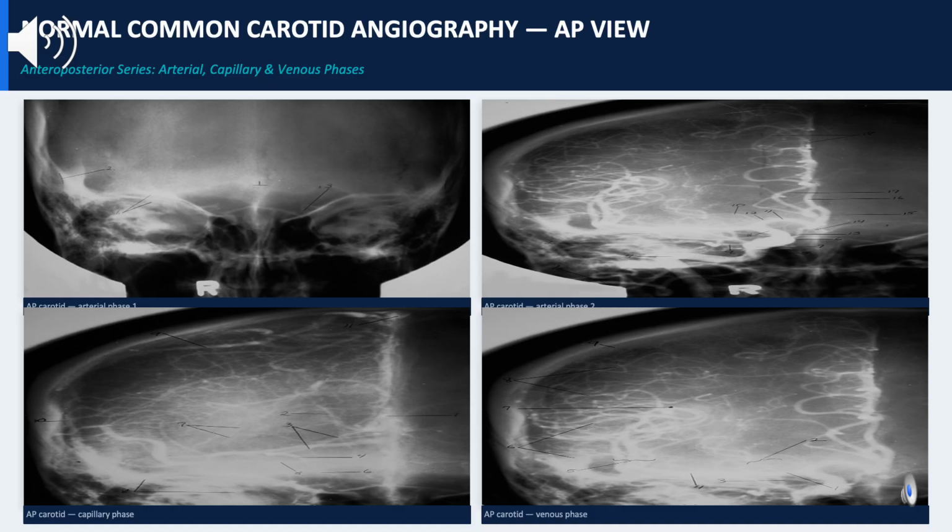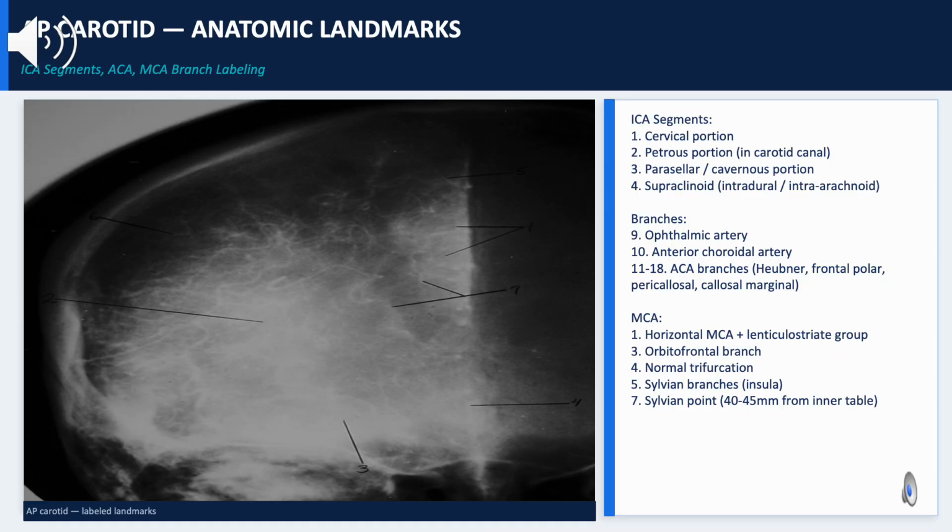Study all 4 phases. The arterial phase shows vessel caliber and branching patterns. The capillary phase reveals the cortical and deep gray matter blush that confirms normal perfusion distribution. The venous phase shows both superficial cortical and deep central veins. Absence of any phase or territory in the expected location indicates either stenosis, occlusion, or collateral shunting. This landmark labeled AP carotid image is the anatomic reference for the entire anterior circulation.